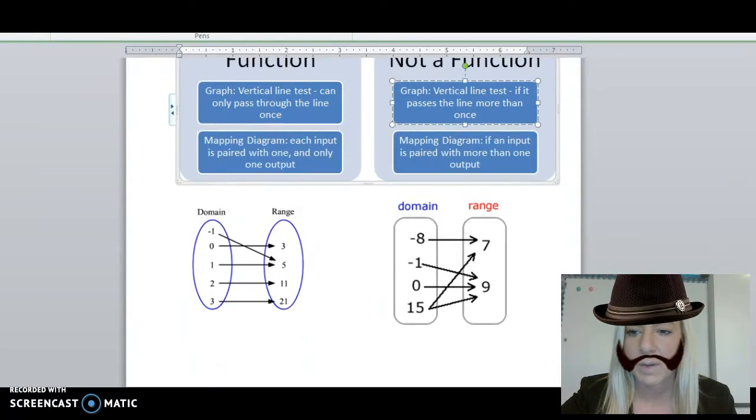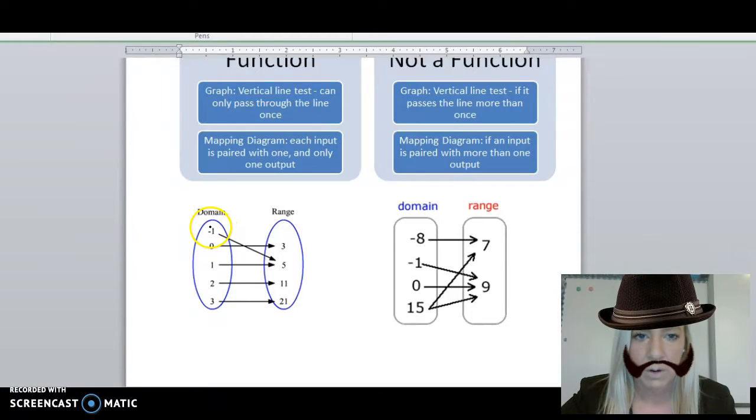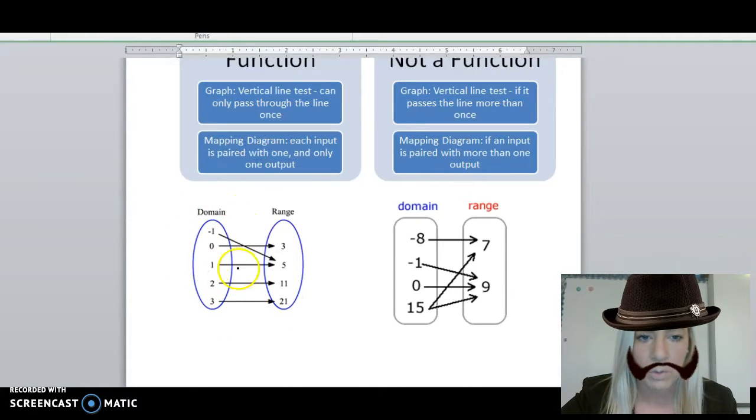Now, you can also determine if it's a function from a mapping diagram. So we discussed mapping diagrams in the last video. In order for it to be a function, each domain or input can only have one and only one output. So -1's output is 5, 0 is 3, 1 is 5, 2 is 11, 3 is 21. If you notice, each input or domain only has one output.